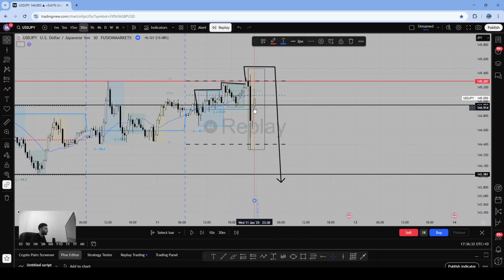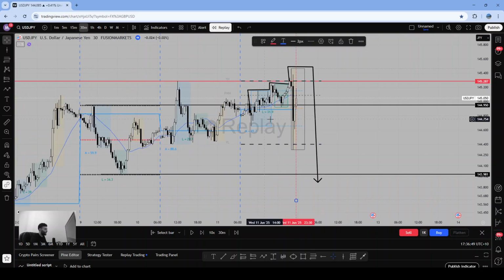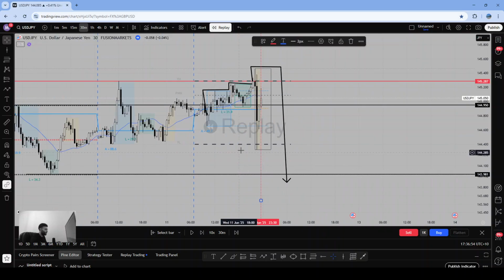So if price breaks this 30-minute candle to the downside, and as you can also see, there's the Asian mid-level. So if price breaks down beneath the Asian mid-level and yesterday's close, I'm willing to take the trade, putting my stops just above the high of this candle and letting it run to the low of the week. So let's see what happens.